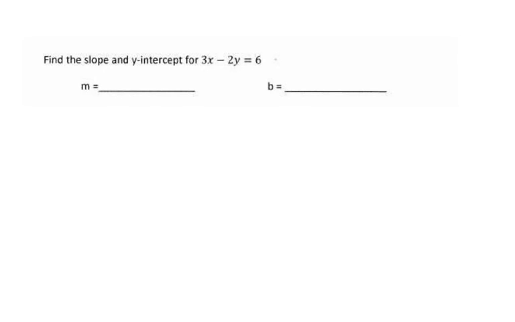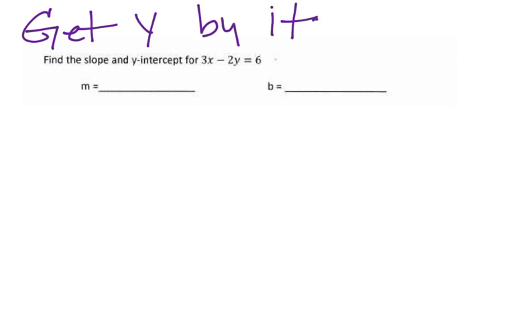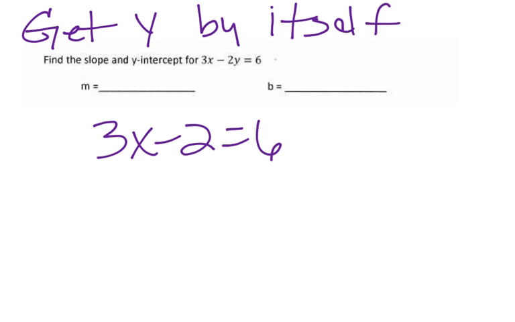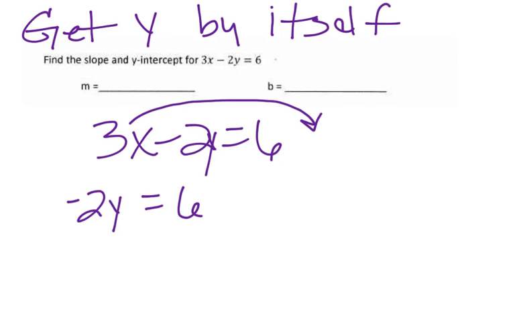Find the slope and y-intercept for 3x minus 2y equals 6. What they've done to you here is y is not by itself. So the first thing you have to do is get y by itself. So you'll take your 3x minus 2y equals 6. You need to move your 3x. Don't lose the minus with the 2y. Negative 2y is equal to 6 minus 3x. When I moved the 3x, I had to subtract it because it was positive in the original problem.